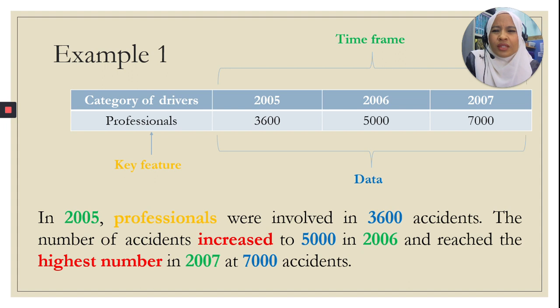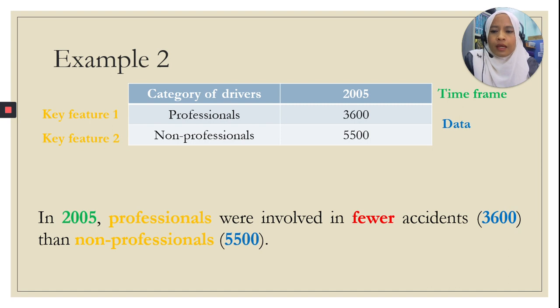Okay, so this is an example of an analysis. Another example is where you look at 2 key features but only at one time frame, at 1 year. And you compare the data between the 2 key features within that one particular year. So in this example, in 2005, professionals were involved in fewer accidents, 3,600, than non-professionals, 5,500. So the data is given in parentheses.